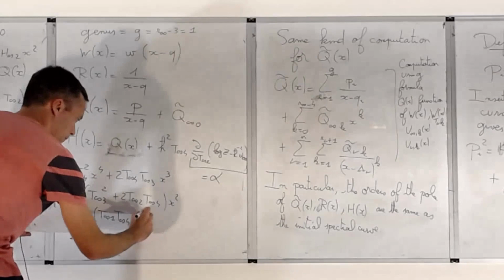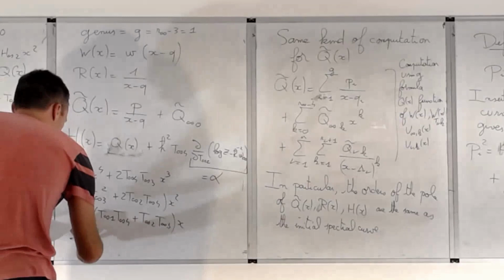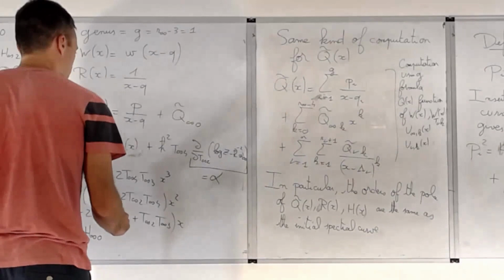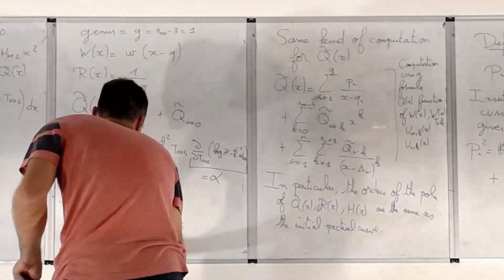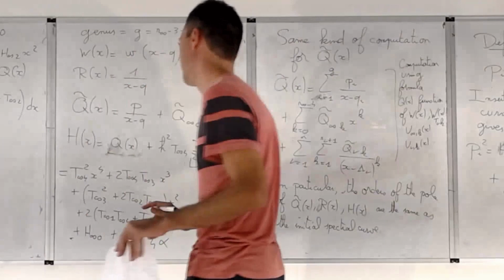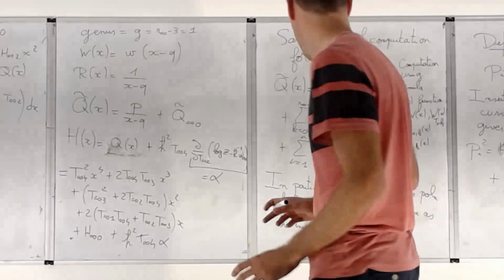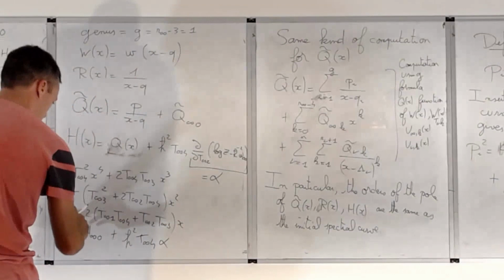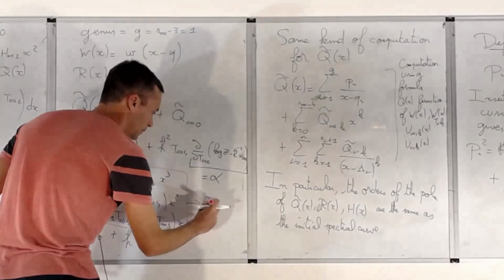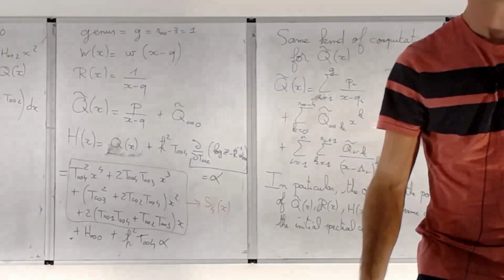X, and you have the last coefficient that you don't know here, plus this coefficient, which is h squared t infinity 4 alpha. And because I don't want to write it down every time, this part I will call S4 of X because it will appear later on.